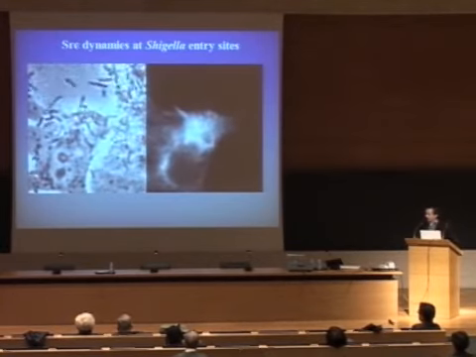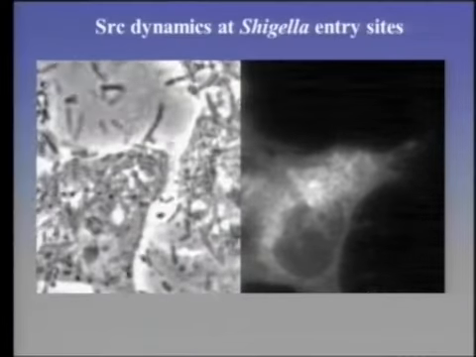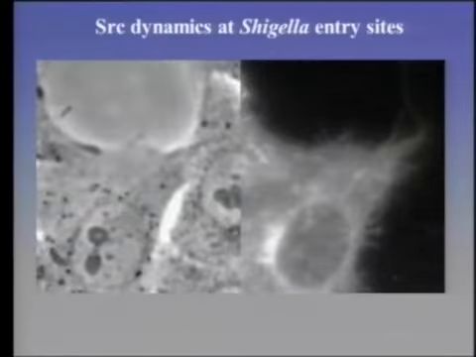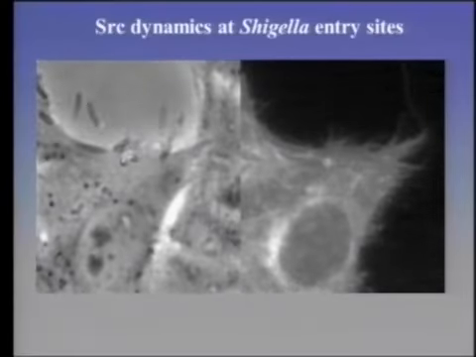So we can see by filming here that actually invasion of one single bacterium would be proficient, would be used by several other bacteria to get inside cells. And we believe that this is important for further processes.